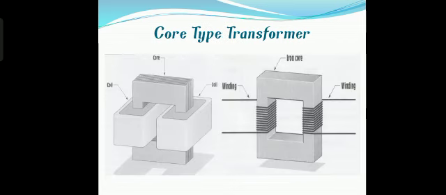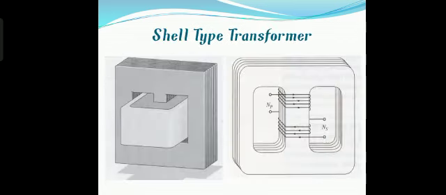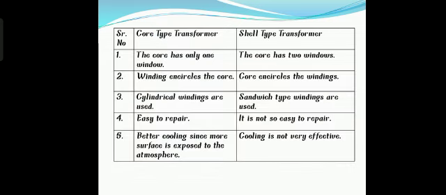This is a figure of a core type transformer. Shell type transformer. Difference between core type transformer and shell type transformer is: first, the core type has only one window, and in shell type the core has two windows. Second point, in core type transformer, the winding encircles the core. In shell type, the core encircles the winding.